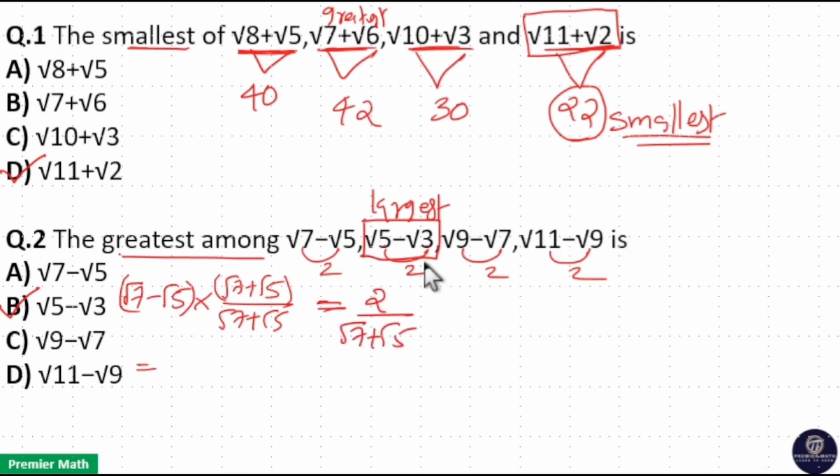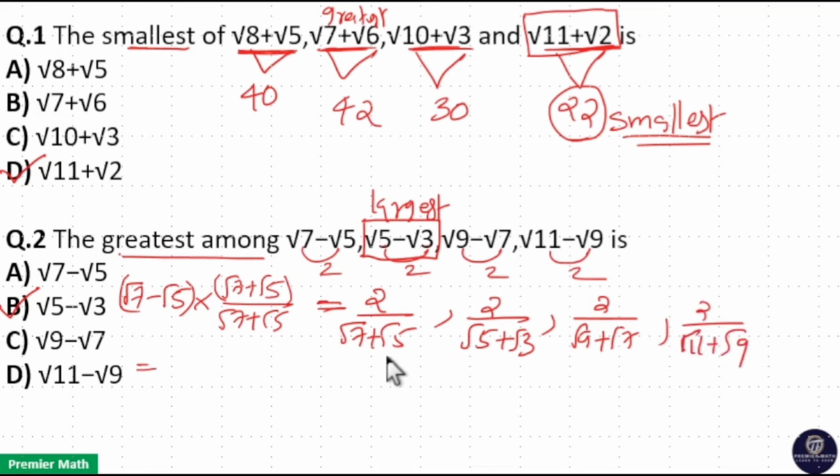Now same way, root 5 minus root 3 can be written as 2 divided by root 5 plus root 3. That is, just take the opposite symbol in the denominator. Now, root 9 minus root 7 is equal to 2 divided by root 9 plus root 7. And root 11 minus root 9 is equal to 2 divided by root 11 plus root 9. Now, check for the smallest denominator. Here numerators are constant. So the smallest denominator term will be the largest term. Here root 5 plus root 3 is the smallest denominator, which means this term is the greatest number.